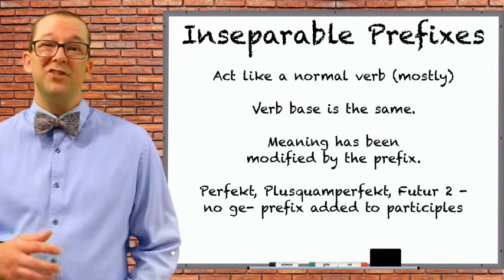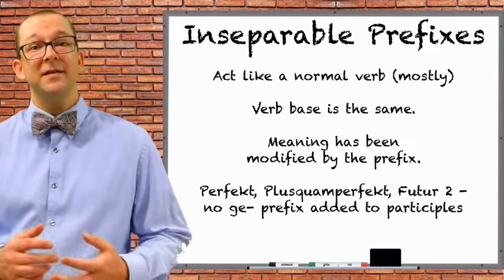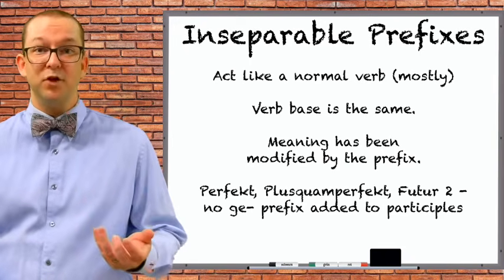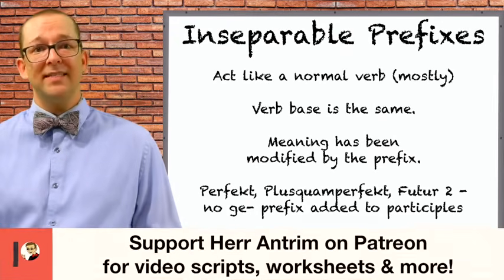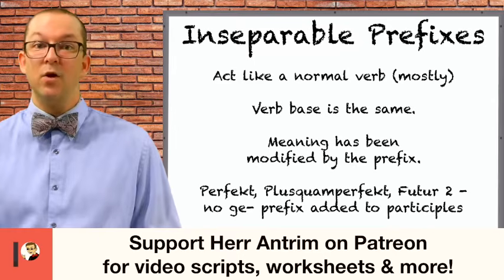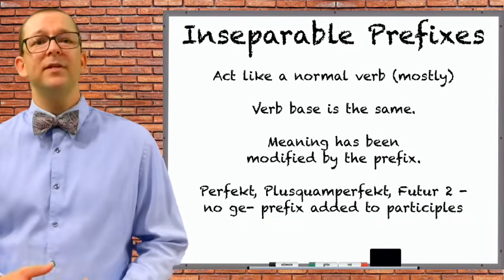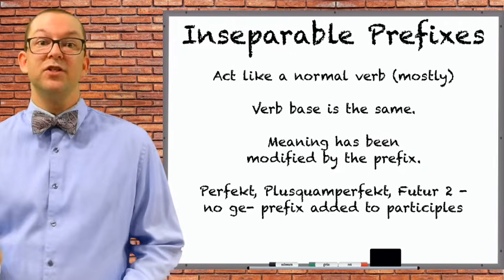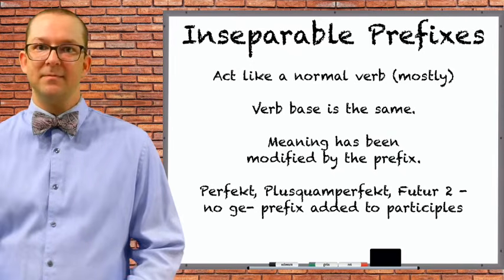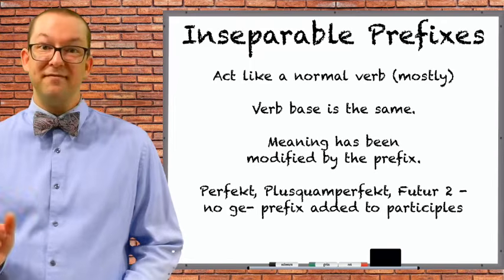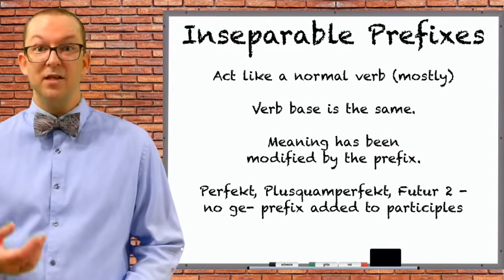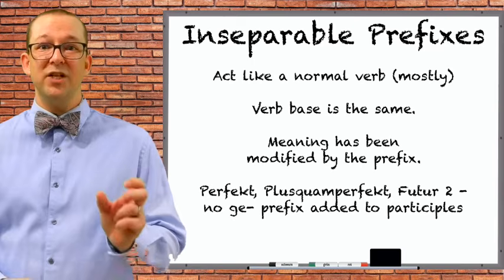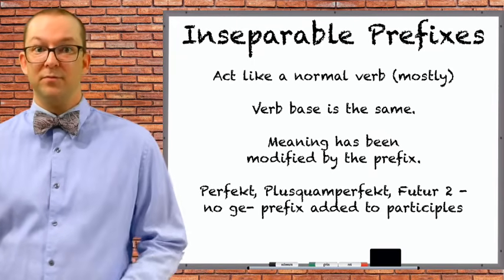Now that we know what they look like and have a general idea of their purpose, let's talk about the rules. As I mentioned, inseparable prefixes are the easy ones. They simply act like normal verbs. You may recognize the base of the verb, but the meaning has changed due to the prefix. In the present, Präsens, future, Futur 1, or simple past, Präteritum tenses, you simply treat them like normal verbs. If the non-prefixed version is irregular in the present or past, the prefixed version is irregular in the same way in the same tenses. When you use a verb with an inseparable prefix in the perfect tense, or any tense based on the perfect tense, the pluperfect, the Plusquamperfekt, or the future perfect, Futur 2, you don't add the ge at the beginning of the past participle to those verbs.